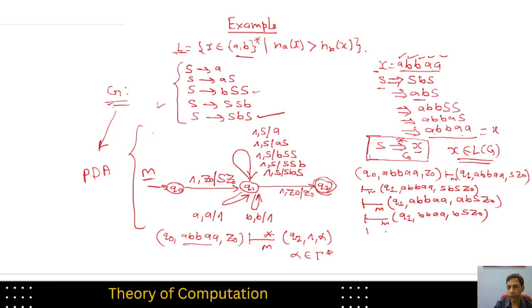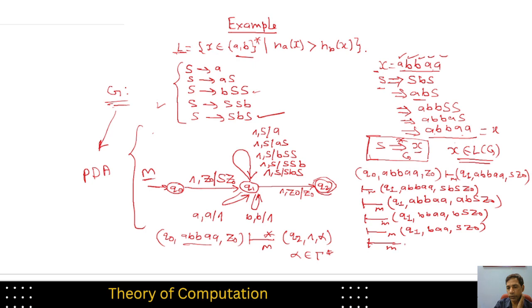Now from this configuration your machine can go to Q1. Now see that input is A and top is also B. So it is matched, and hence remaining input to be read is B, A, and here the stack contents will be now S, Z0. So now again you have the top of the stack becomes non-terminal.